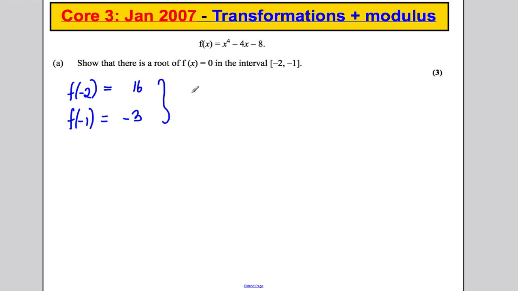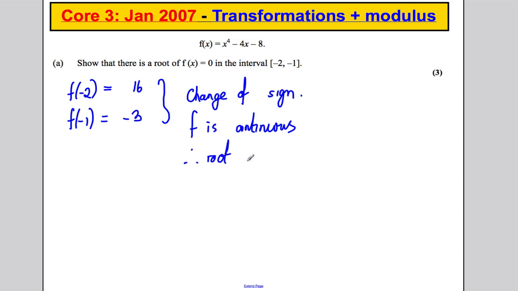Therefore, you can say change of sign, f is continuous, therefore root in interval -2, -1, and you're done for 3 easy marks.